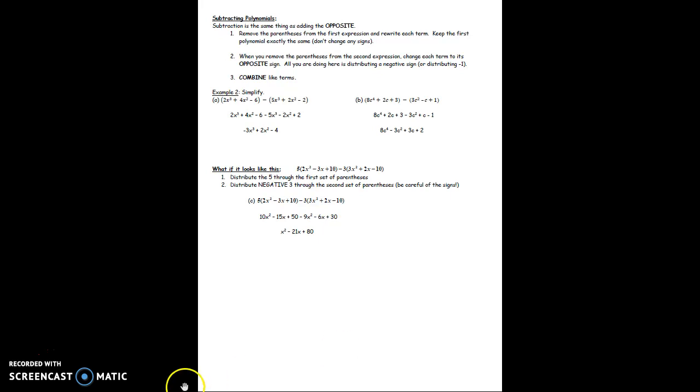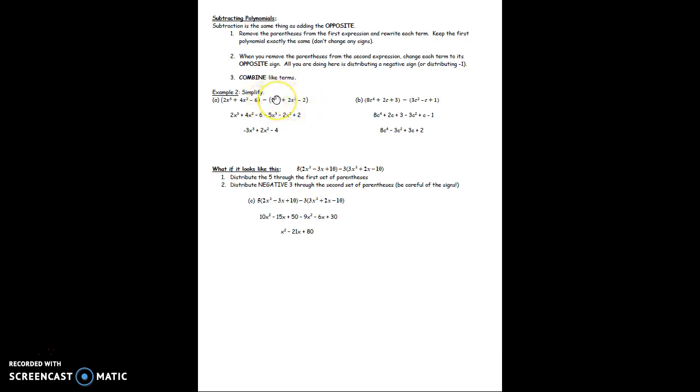Because technically, if you look at this first example, you are distributing, this is a trinomial minus this trinomial. So really, this is a negative 1 that's attached to that second set of parentheses. So my first set I'm going to rewrite exactly the way that it was. So I still have a 2x to the third plus 4x squared minus 6. But I need to distribute this negative 1 into this second set of parentheses.